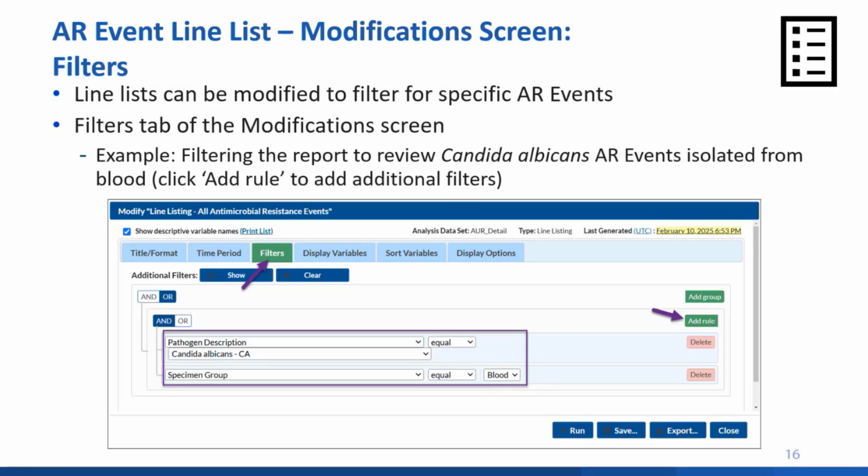To modify the line list to filter for specific AR events, click the Filters tab of the modification screen. In this example, I am filtering the report to only review Candida albicans AR events isolated from blood. If you're trying to add multiple filters, you can click the Add Rule button to add additional filters.